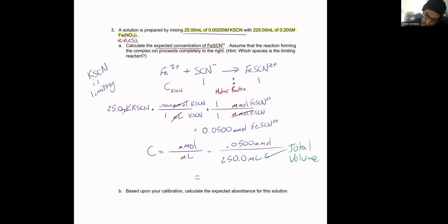The concentration of my iron thiocyanate is going to be 2.00 times 10 to the minus 4, and it should be molar. There we go. Problem solved. All right. That's it. Easy enough. Moving on.